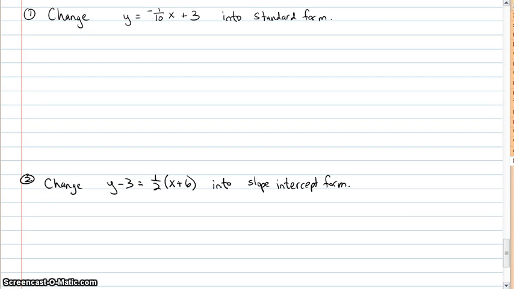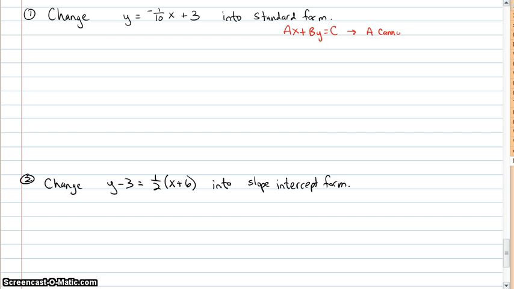To change from one form to another, you need to be fluent in what all three forms represent. For example, this first question asks me to change something that's in y equals mx plus b, aka slope-intercept form, into something in standard form. We know that standard form looks like this. And you have to know the restrictions.